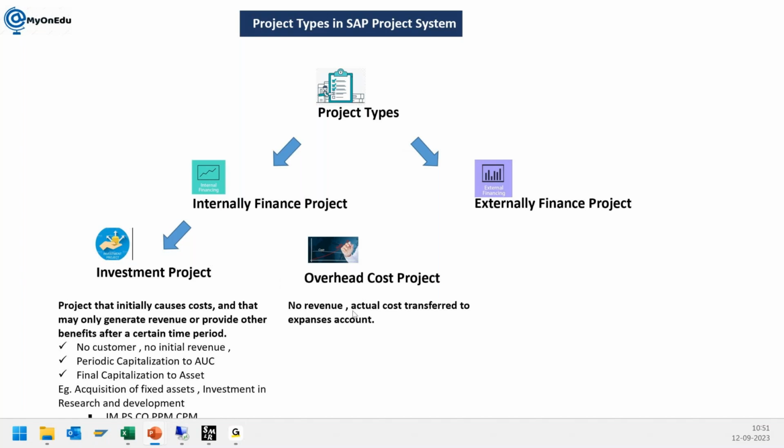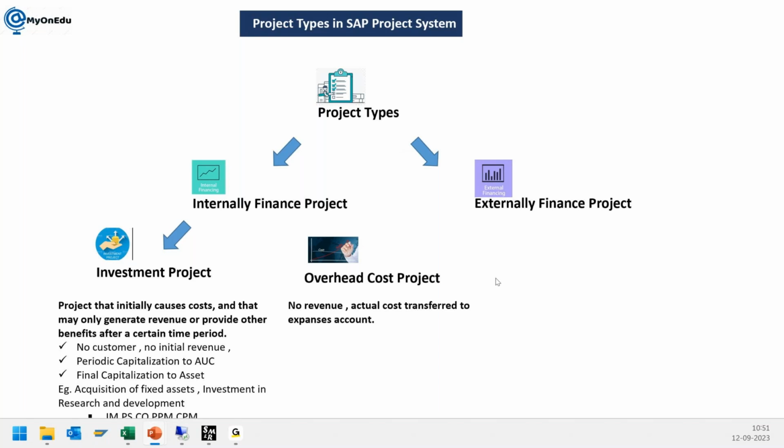In an investment project, we have involvement of the IM module, your investment management module, project system, CO, and sometimes PPM and CPM as well, and other cross modules like MM and FI.